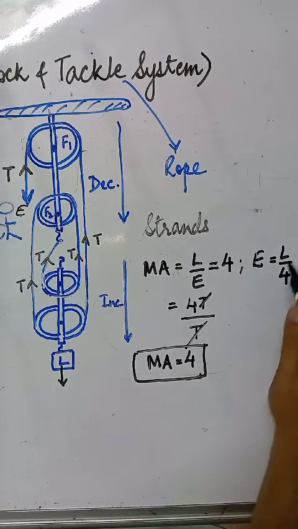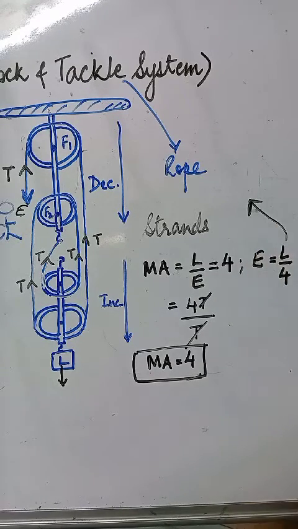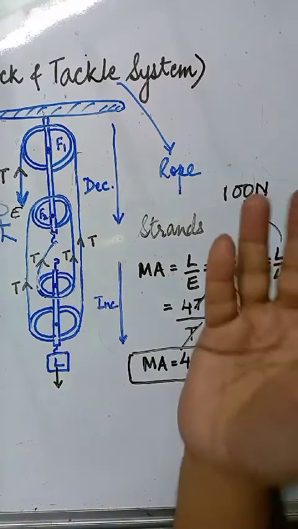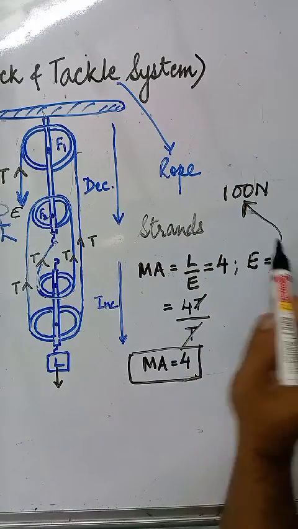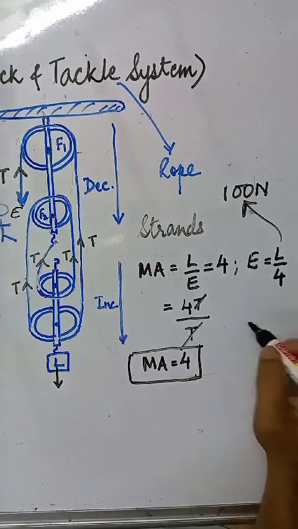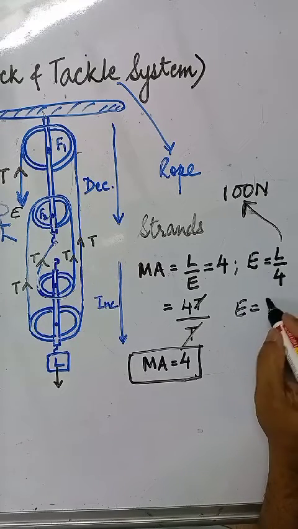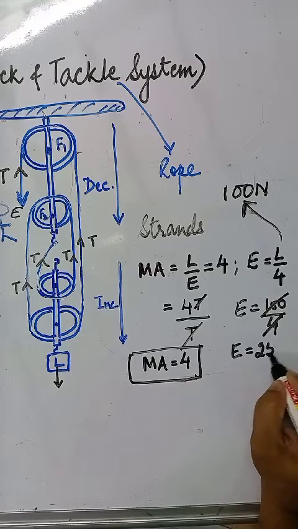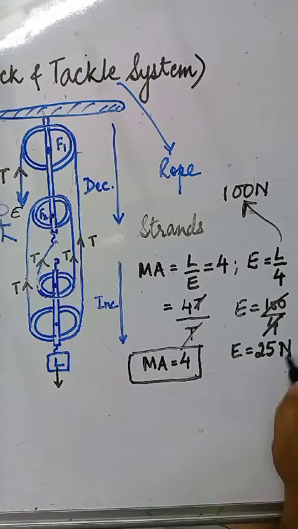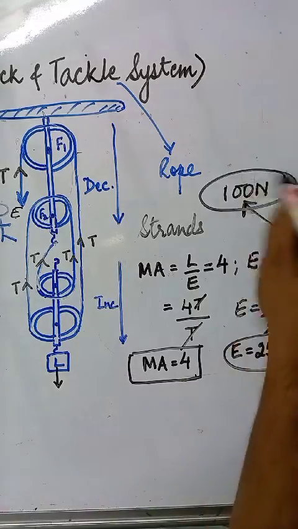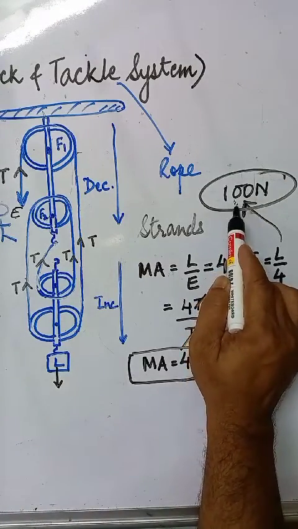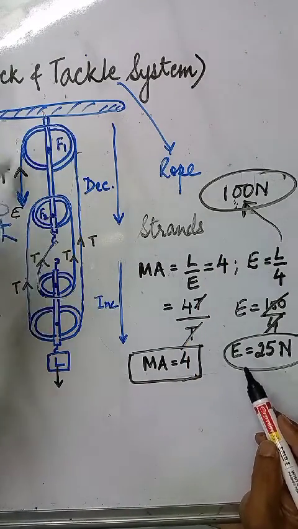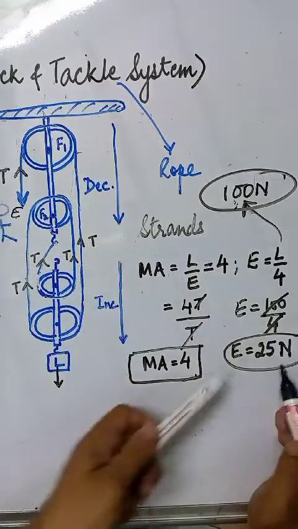What that means is that if, for example, I have a load of 100 newtons to be lifted up, how much effort would be needed? So 100 upon 4. That makes my effort only 25 newtons. You can see this and this. My load to be lifted is 100 newtons, whereas my effort using this block and tackle system is only 1/4 of that, 25 newtons.